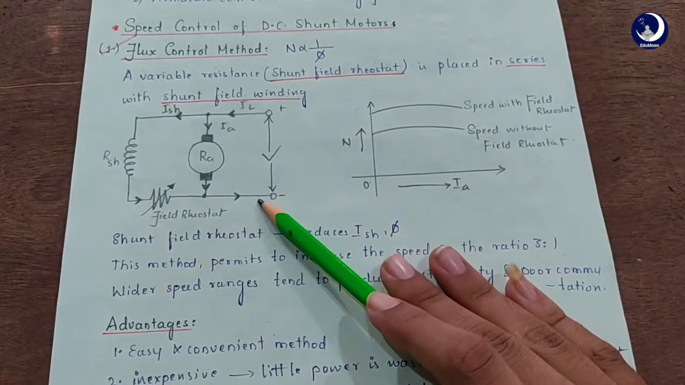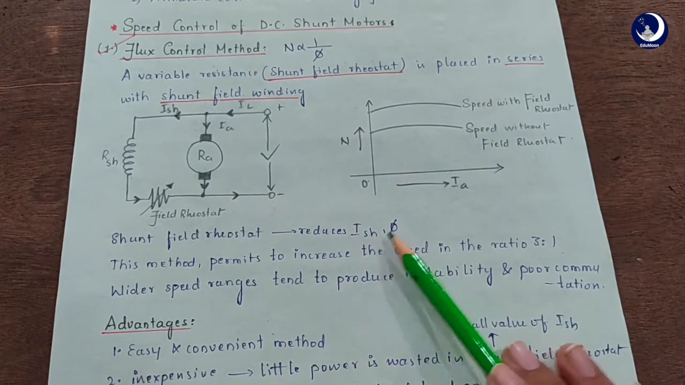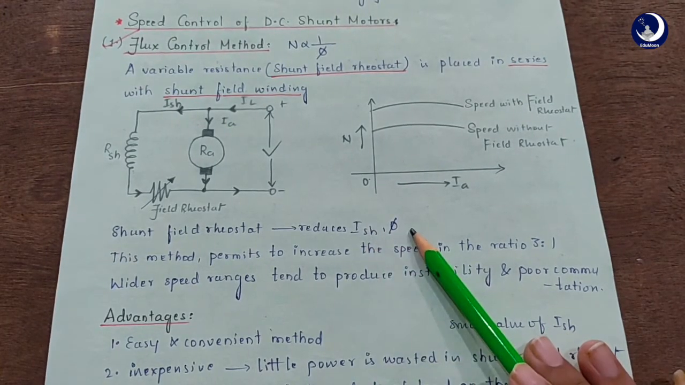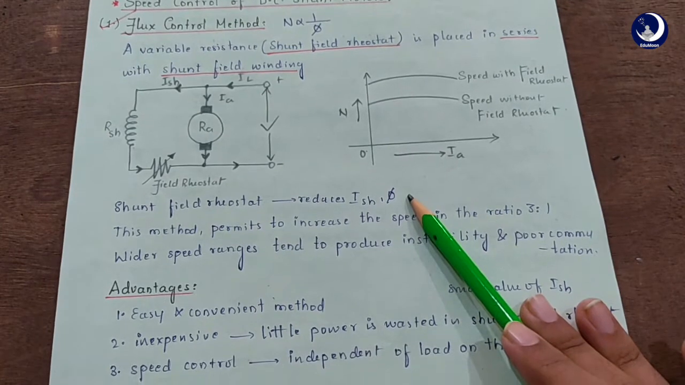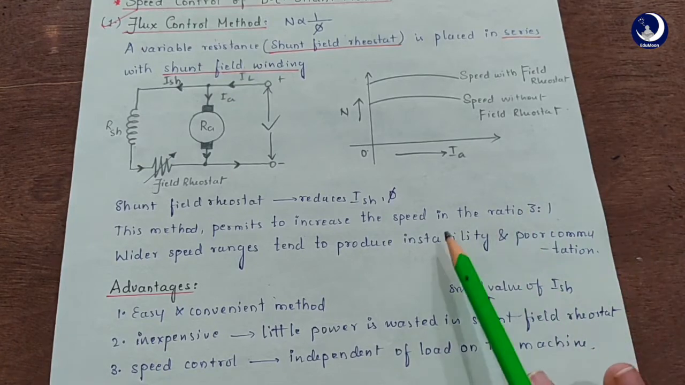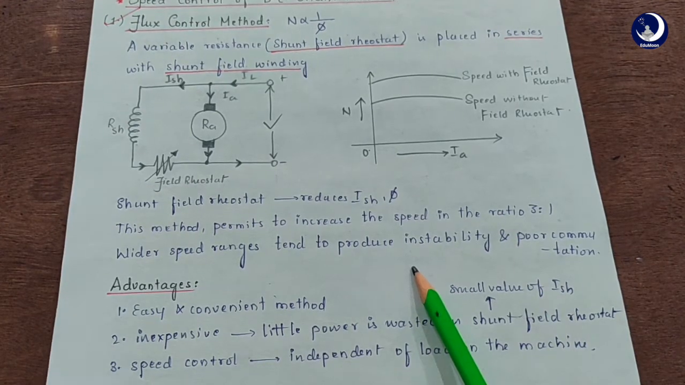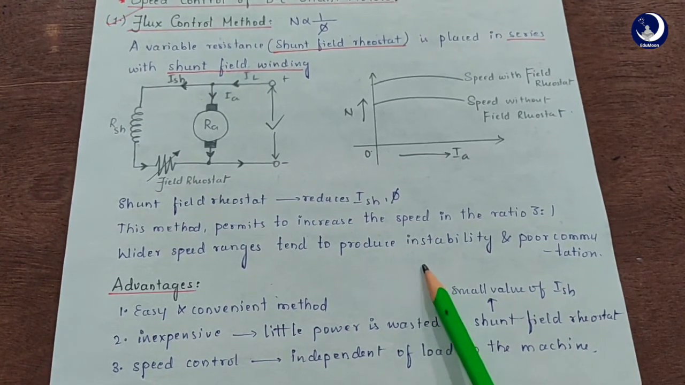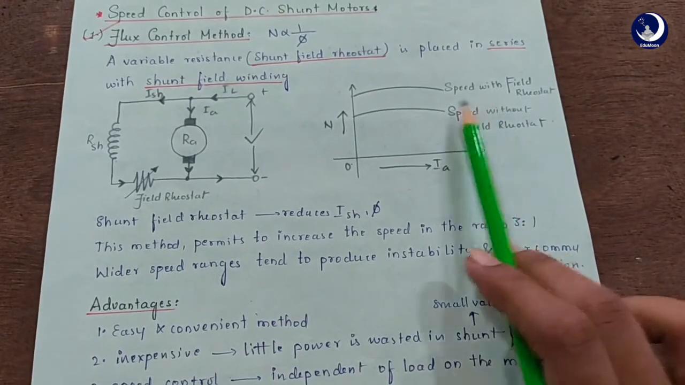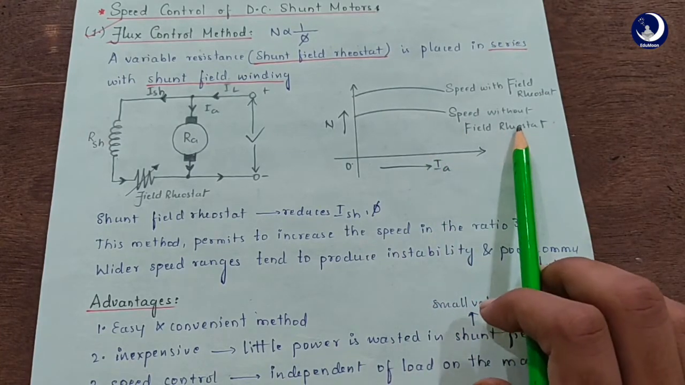If you look at the connection, it's clearly evident here. The shunt field rheostat reduces the shunt field current ISH and hence the flux φ. Then we can only raise the speed of the motor above the normal speed. This method permits to increase the speed in the ratio 3:1. Wider speed ranges tend to produce instability and poor commutation. In the graph, the above curve indicates speed with field rheostat and the below one indicates speed without field rheostat.